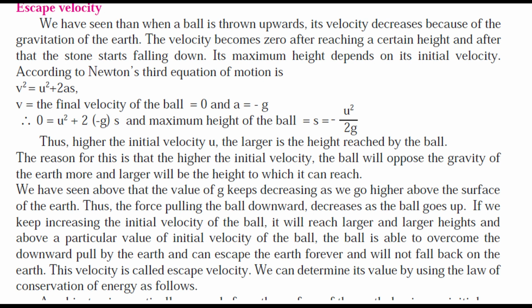And above a particular value of initial velocity, the ball will be able to overcome the downward pull by the Earth, and the ball can actually escape the Earth forever, and it will not fall back on the surface of the Earth. This initial velocity at which the ball will escape out of Earth is called the escape velocity, and we can actually calculate this initial velocity using various equations.